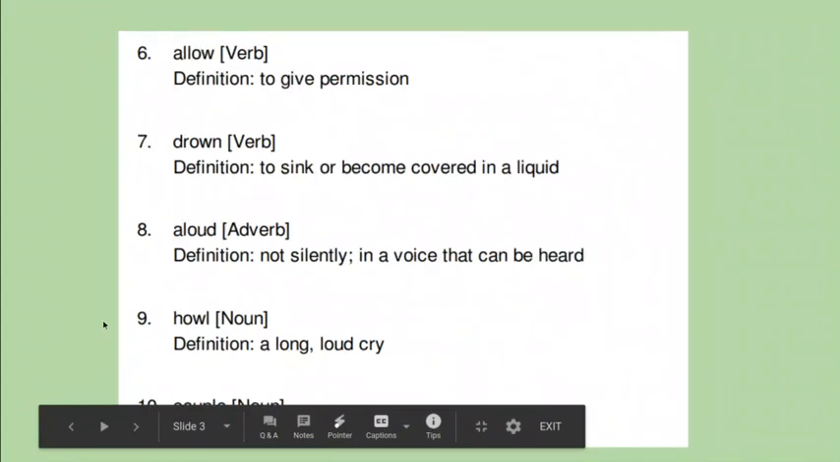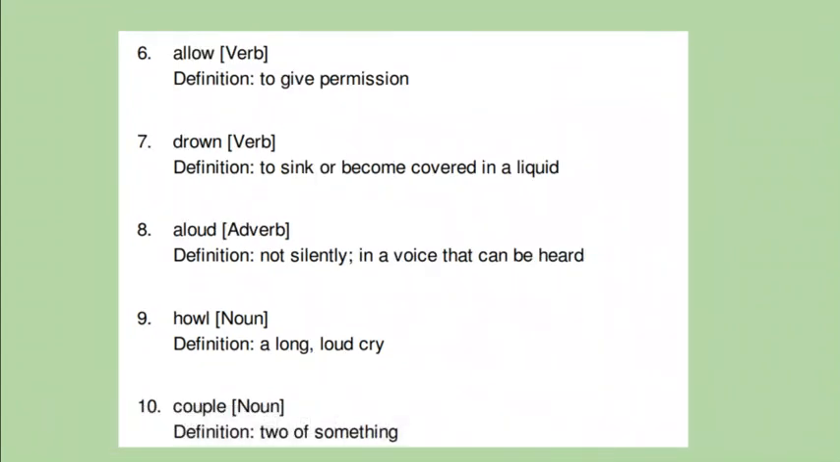Okay, 5 more words before we start this quiz. The word allow means to give permission. You'll notice number 6 is allow, number 8 is allowed. So those are almost homophones, so be very careful with that. To allow is to give permission, and that's a verb. Okay, to drown, OW is making that ow sound. To sink or be covered in liquid.